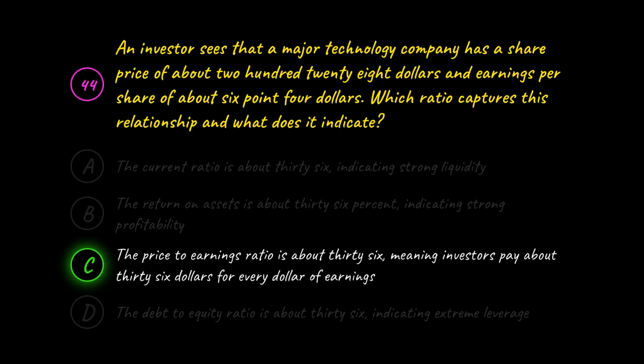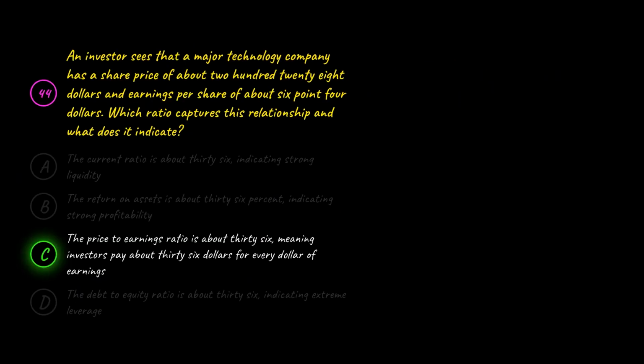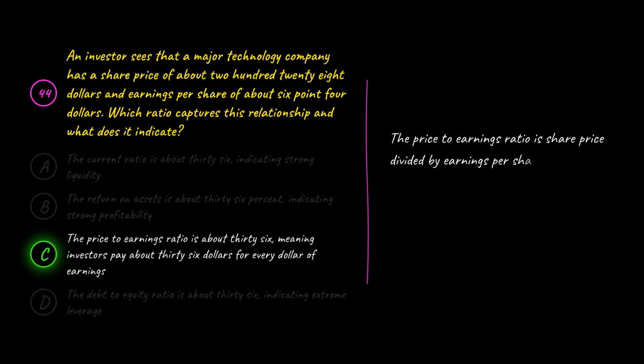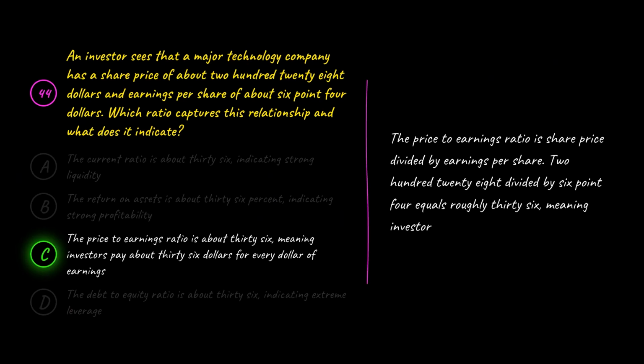The correct answer is C. The price to earnings ratio is about 36, meaning investors pay about $36 for every dollar of earnings. C is correct because the price to earnings ratio is share price divided by earnings per share. 228 divided by 6.4 equals roughly 36, meaning investors pay about $36 for every dollar of annual earnings.